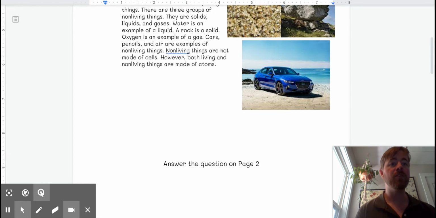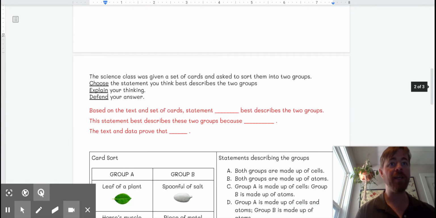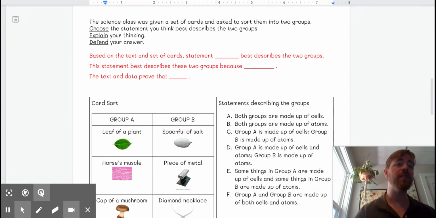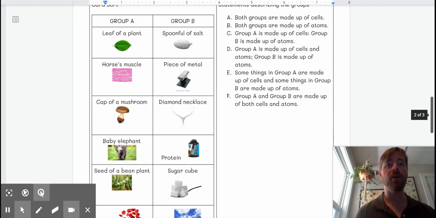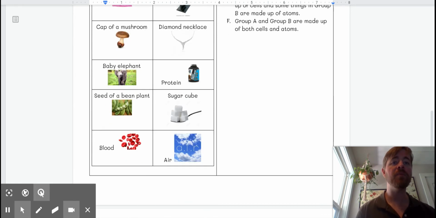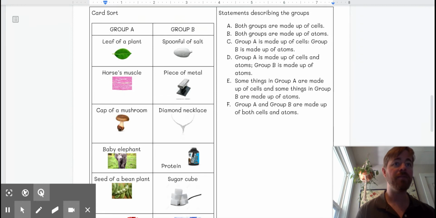All right. So the question for today, we have a little scenario. In this scenario, we have a science class, and they were given a set of cards and asked to sort the cards into two groups. Here are all of our cards. We have the leaf of a plant, horse's muscle, like muscle tissue, the cap of a mushroom, a baby elephant, seed of a bean plant, and blood cells.